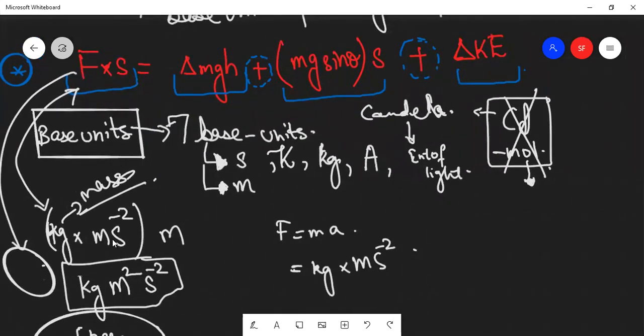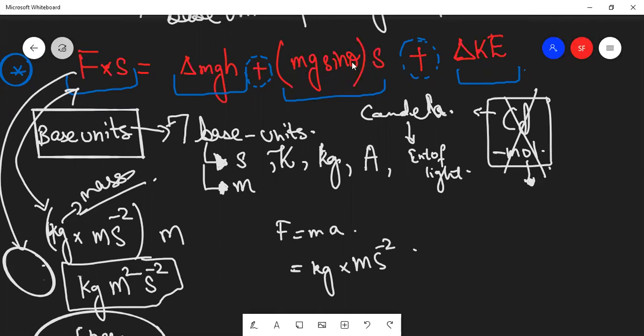If this is the energy, are each of these components in the equation energies as well? mgh, is it a form of energy? Yes, mgh is a form of gravitational potential energy. mg sine theta into distance, is that also a form of energy? Is it work done against the resistive forces? Yes, of course.